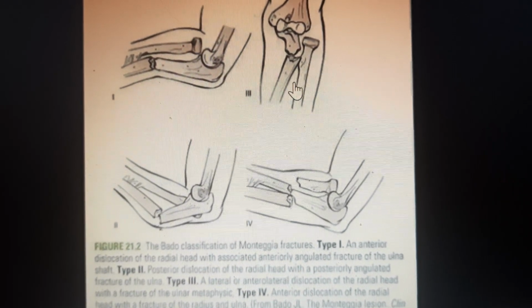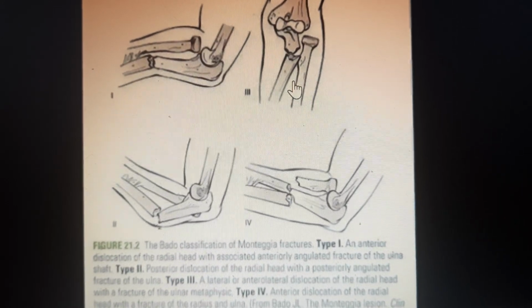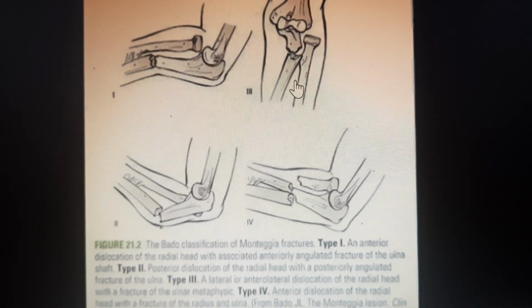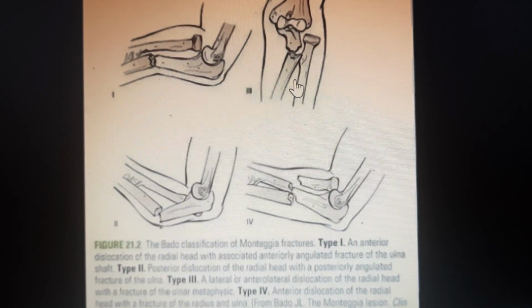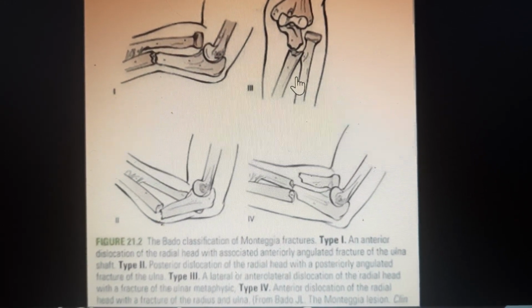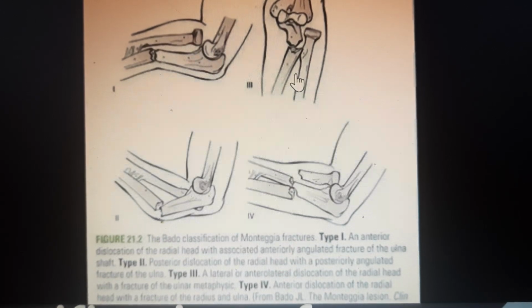In type 3, there is lateral or anterolateral dislocation of the radial head with a fracture of the ulna, and the ulna fracture is of the metaphyseal type. So, lateral or anterolateral dislocation of the radial head with a fracture of the ulna metaphysis.